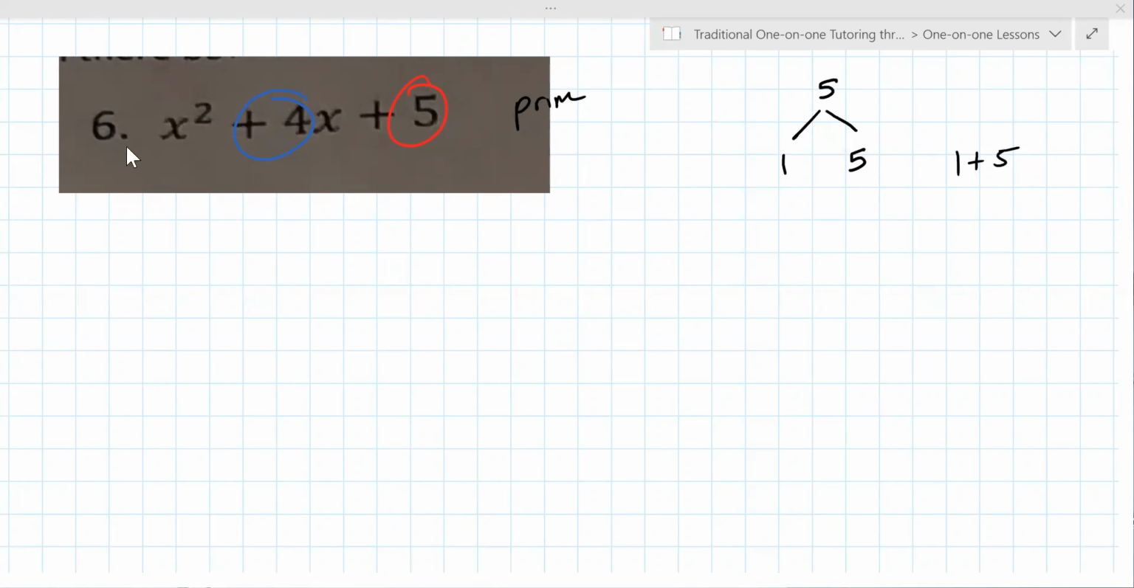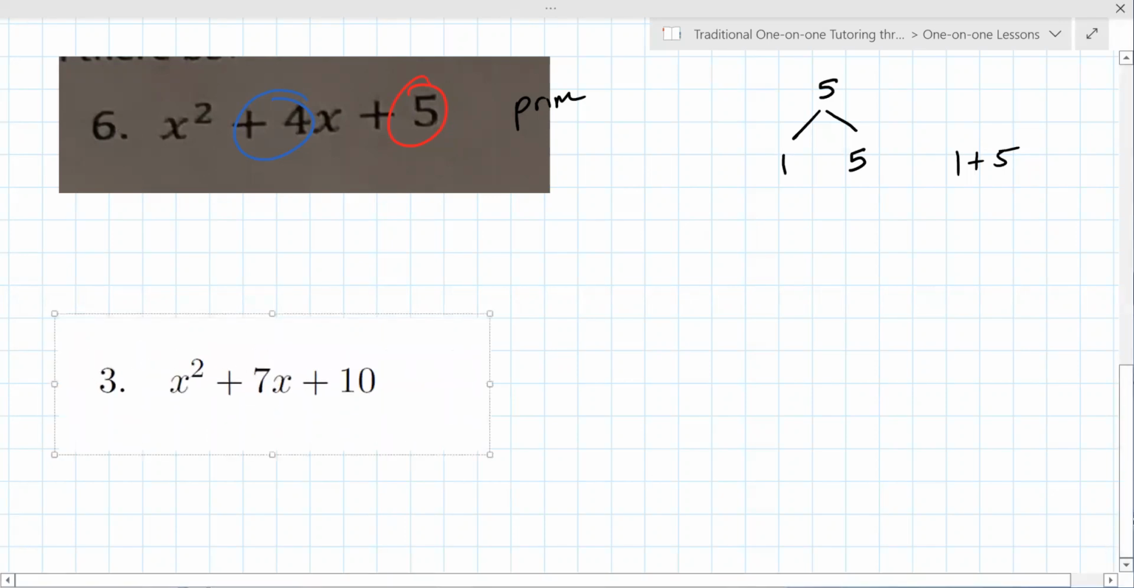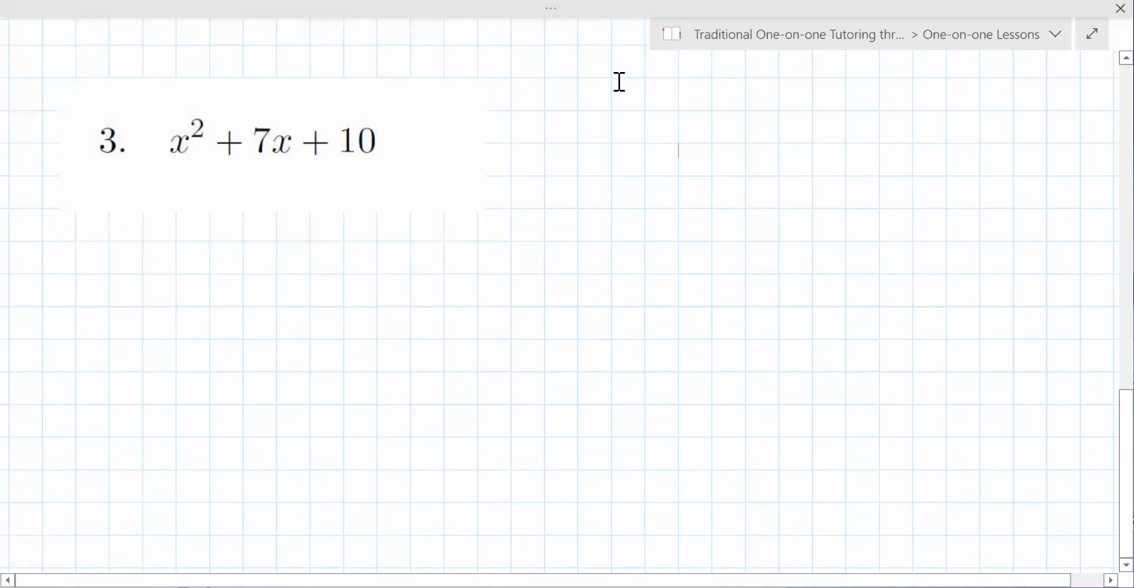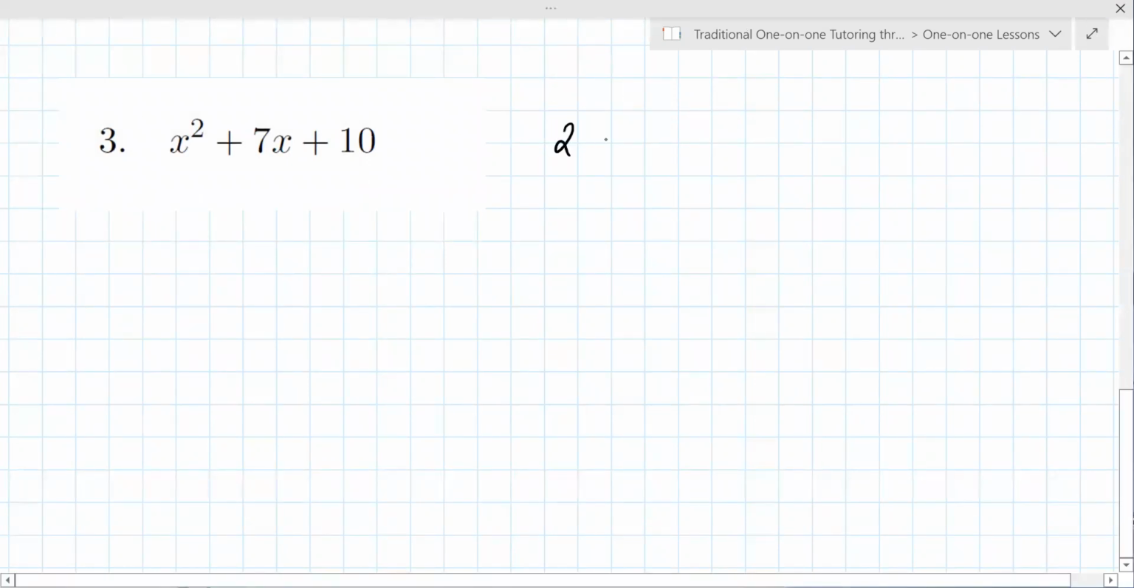Okay, new problem here for us to look at. x squared plus 7x plus 10. Okay, so again, you want to find two numbers that multiply to 10 and add to positive 7.